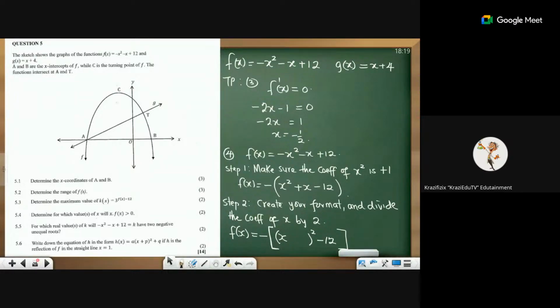Now, divide the coefficient of x by 2. What is the coefficient of x? 1. Divided by 2, that gives me positive half. Oh, that's the half we were getting all along.